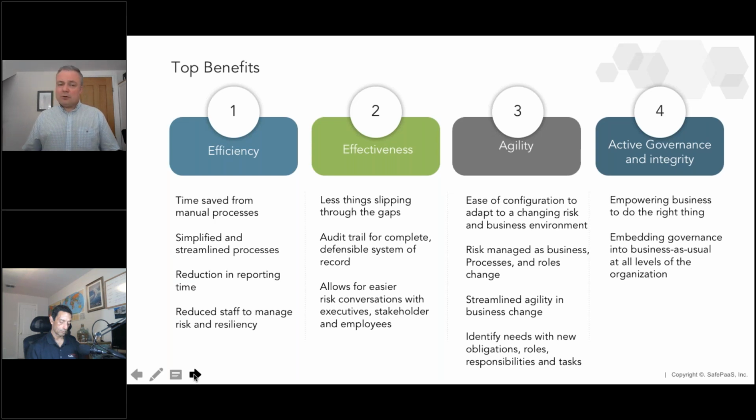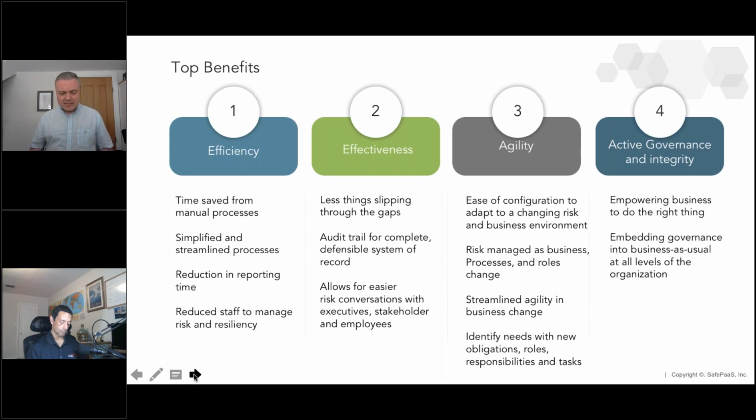I think as well, driving effectiveness. So in some of the things that Bill's spoken about already, we're talking about fewer things slipping through the gaps. So improving effectiveness, but also that audit trail of who did what and when, that defensible system record. That supports your ability to demonstrate compliance, act with integrity, as well as then managing the risk, but having that auditable capability.